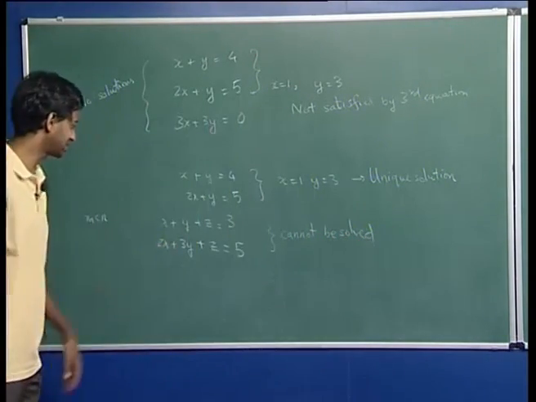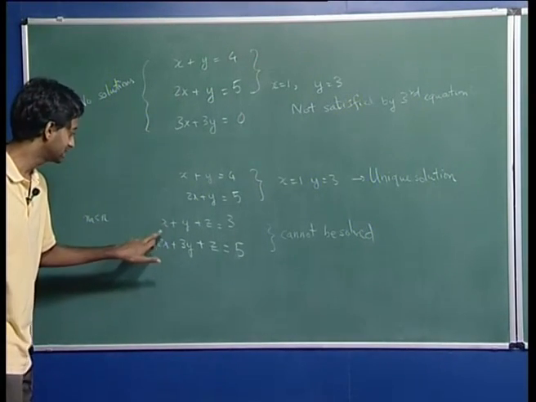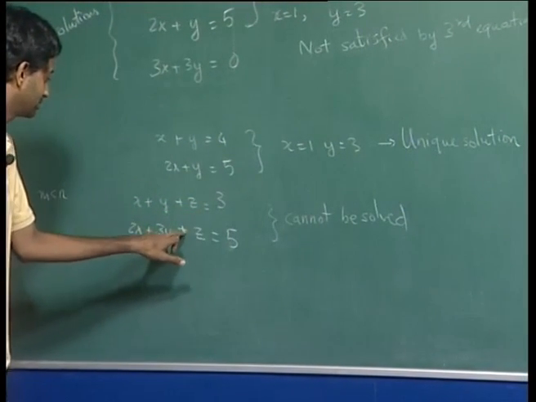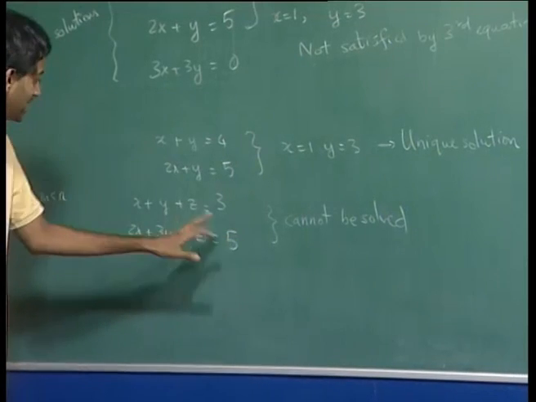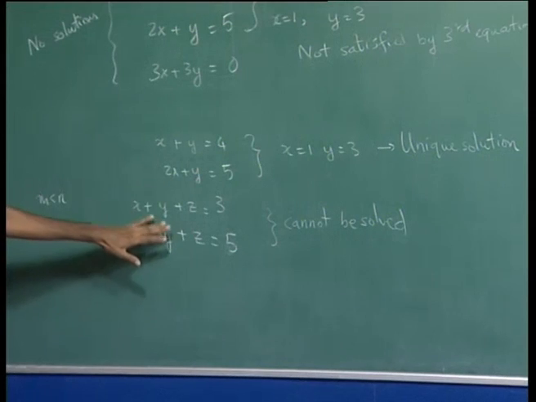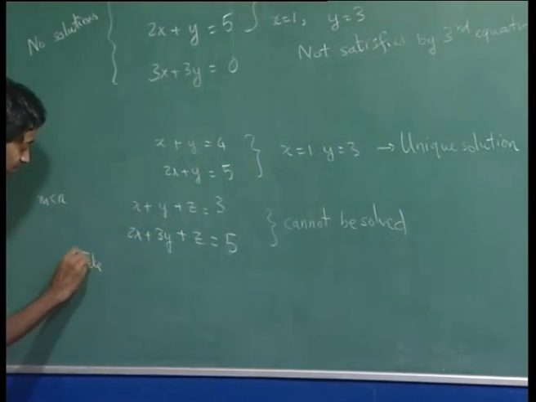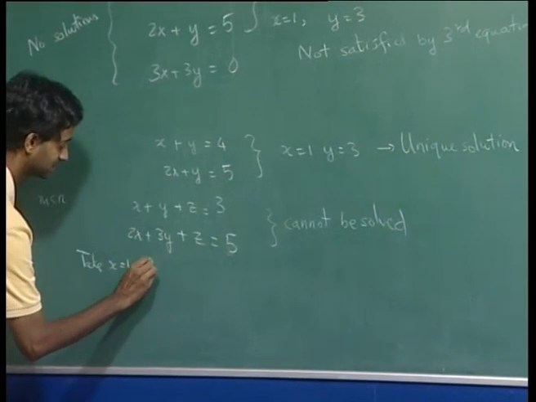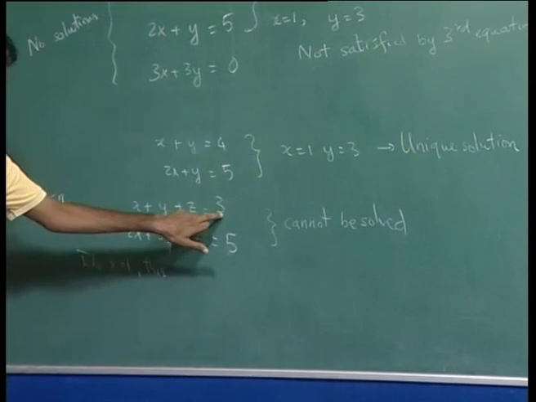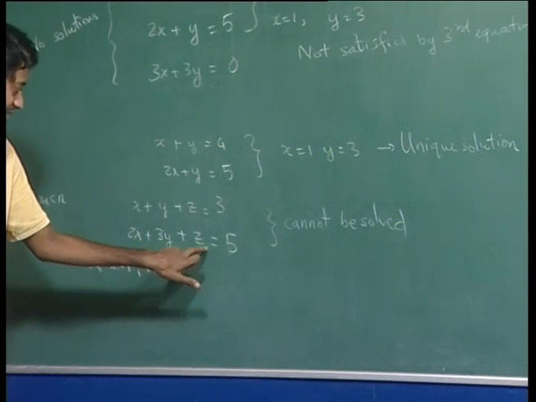Okay. So this cannot be solved, but suppose I take x equal to 1. Then I have y plus z equal to 2 and 3y plus z equal to 3. And these two equations can actually be solved, and you can get solutions. So for example, take x equal to 1, then you get y plus z equal to 2, and 3y plus z equal to 3.